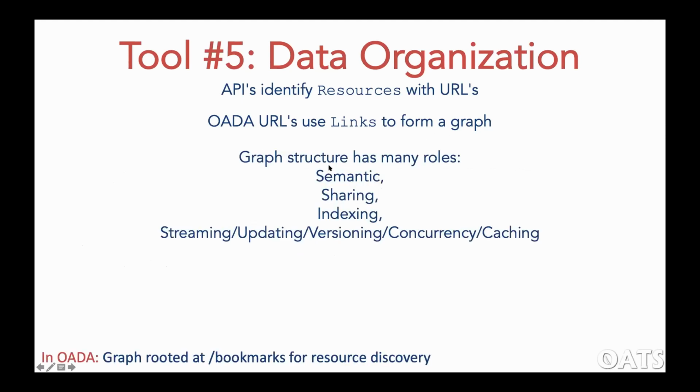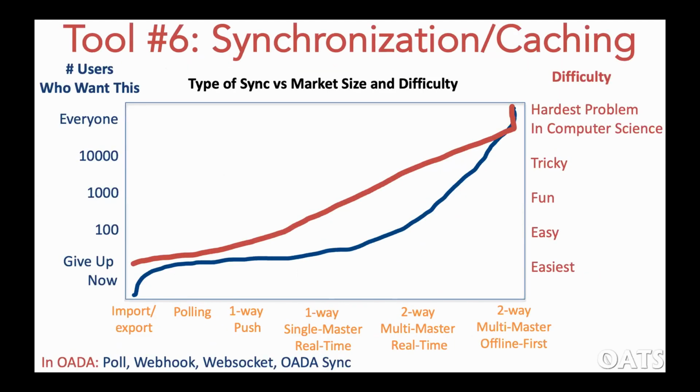And of course, it gets tricky because that one graph structure has to fill a lot of roles. It has to be semantic, like organized by type of thing. It has to do sharing. It has to do indexing, which handles how we access small parts of a big data set. And then the hard stuff, streaming, concurrency, caching, all those kinds of things. So within OADA, we manage all those things by creating the concept of a single graph rooted at something called bookmarks for resource discovery. So if you have access to the user's bookmarks, you can use that graph to find the pieces of it that your application is looking for.